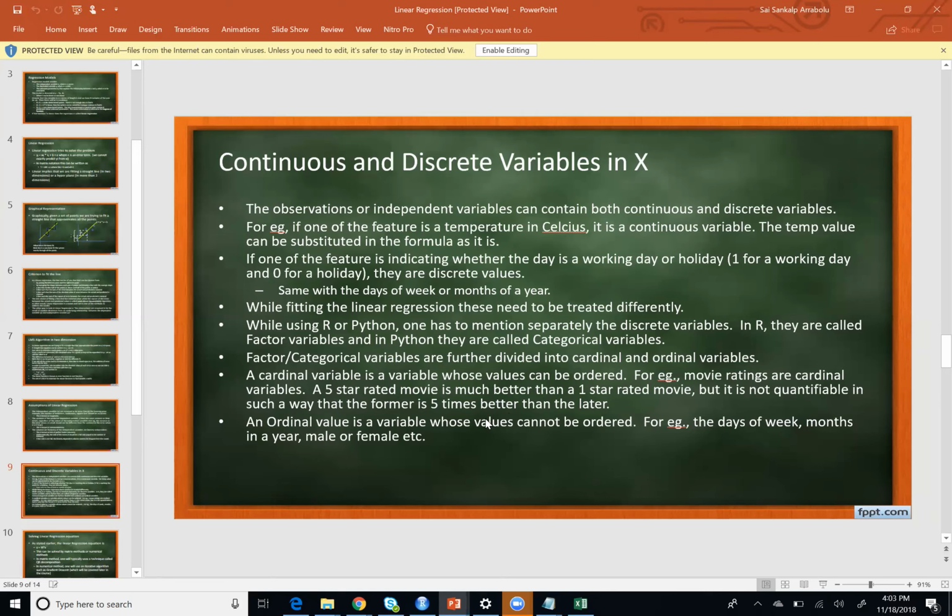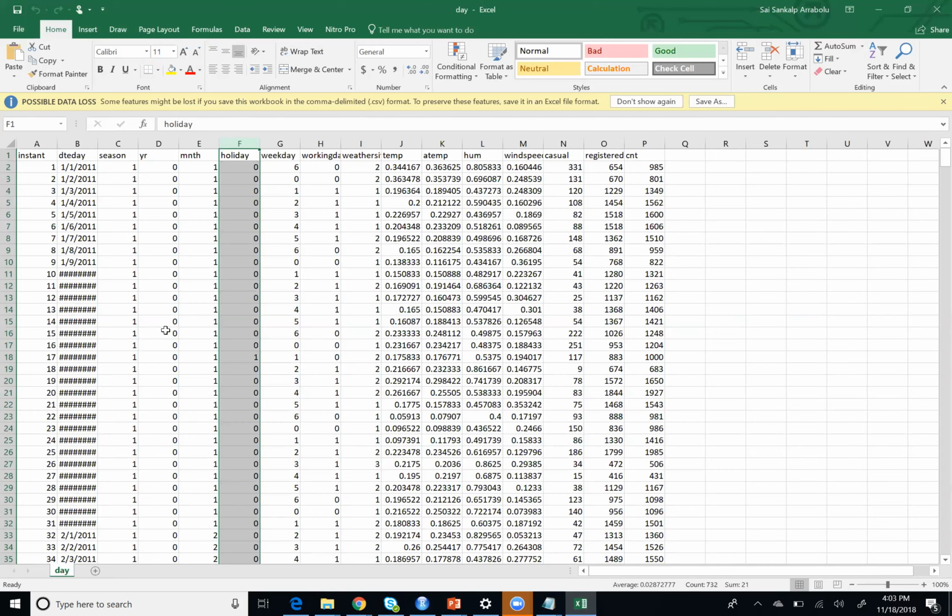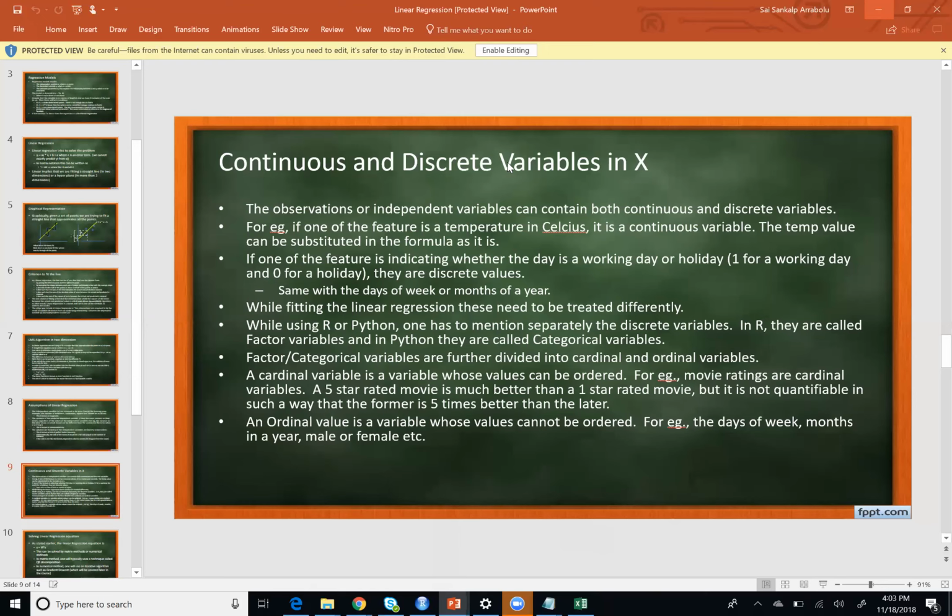An ordinal variable is a variable which cannot be ordered. For example, days of the week, months of a year, male, female, there's no order to it. Whereas with cardinal variables, you can order them in descending or ascending order. These are just terminologies, but it's important to know that when you're looking at the data, like for example the bike share data, you will see that there are both factor variables and continuous variables. So we'll see how we do a linear regression model for this. But before we go into that, let us finish off with the theory here.